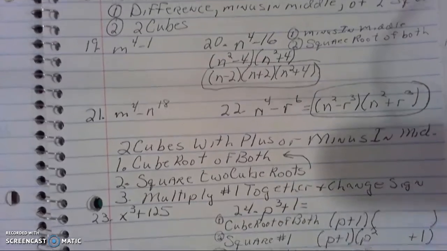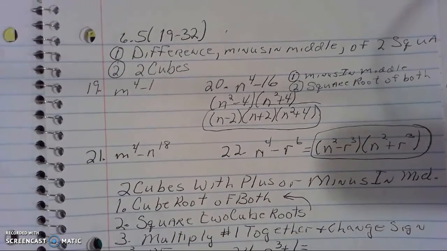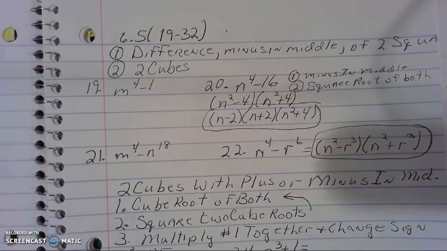Then number 6.5, we've got two things with two terms. Is it a minus in the middle with 2 squares, or is it 2 cubes? If it's not one of those, we can't factor it. It's got to have a minus in it and 2 squares for us to factor it as the difference of 2 squares, or it has to be 2 cubes: something cubed plus or minus something else cubed.